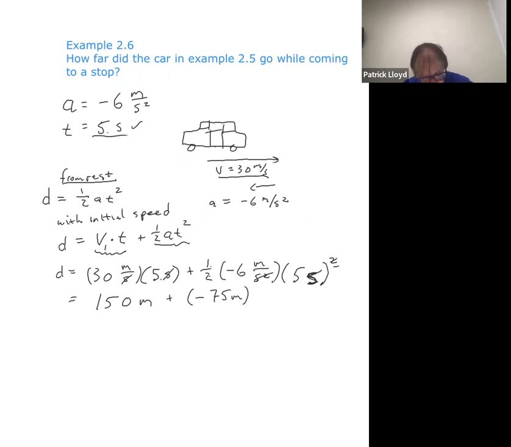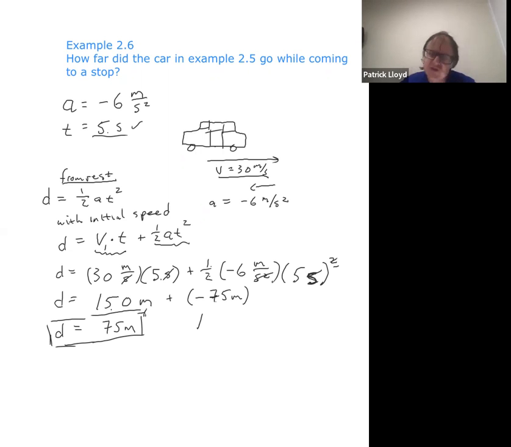Okay, -75 meters. So you're going to add 150 and -75. And so the distance traveled is 75 meters, because 150 minus 75 is 75 meters.